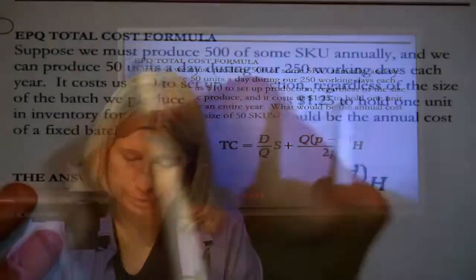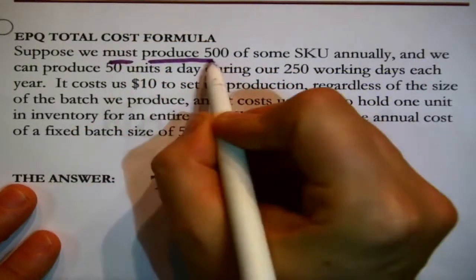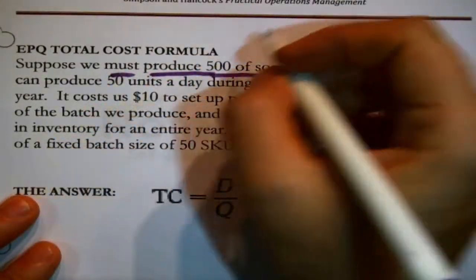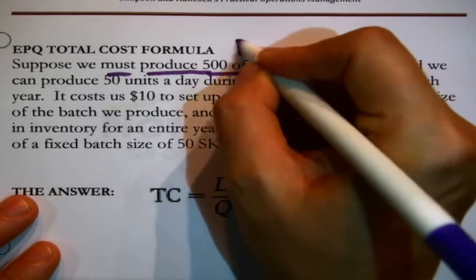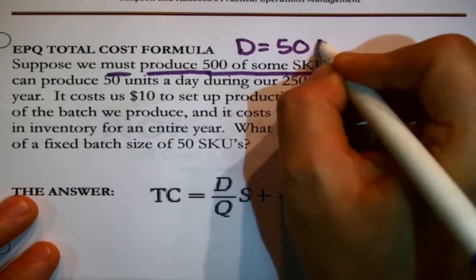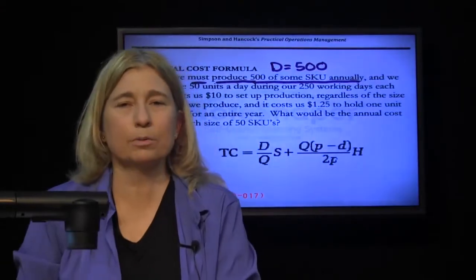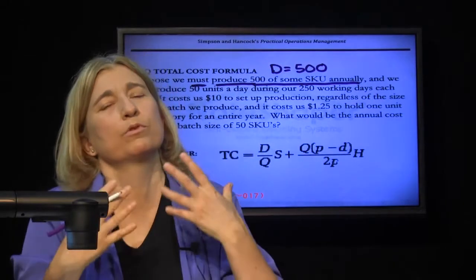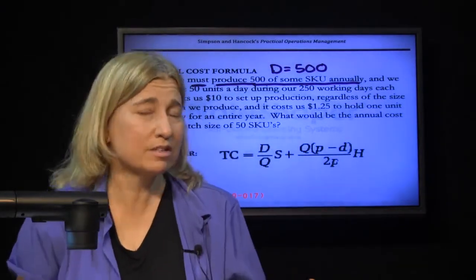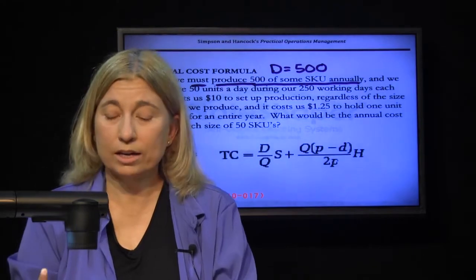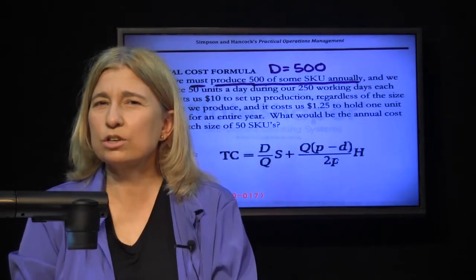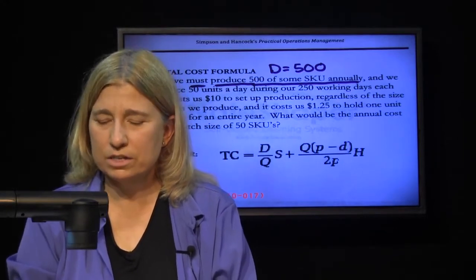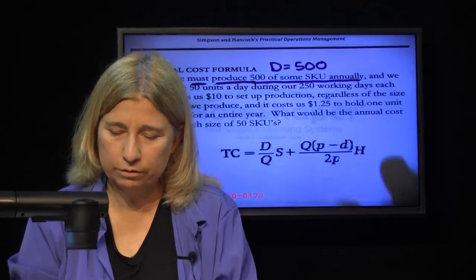Well, here's an example. Suppose we must produce 500 of some stock keeping unit annually. Okay, in this scenario it says we actually make this stuff. Now, I'm glad to see that number because that is capital D, annual demand. You might say it doesn't say demand, no, but it says that we've got to produce, meaning we've got to provide, meaning somebody is demanding this stuff. Okay, capital D equals 500. That's a good tip that it's time to use the EPQ formula, but that in and of itself is not quite enough. What are we looking for?